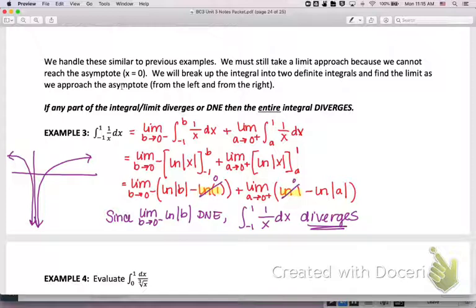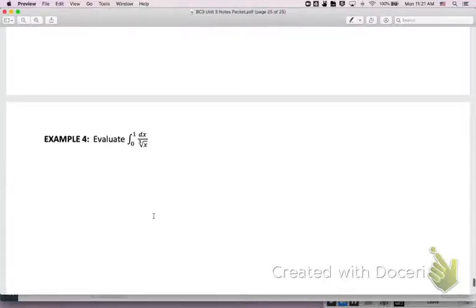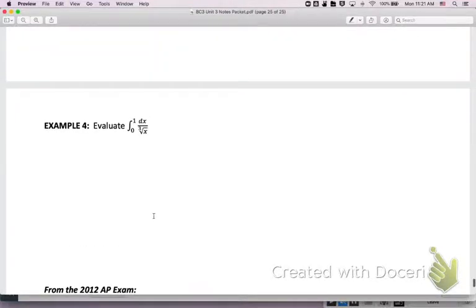All right, example 4 is very similar to this one. Instead of having to split it, we just need to approach the 0 from the correct side. This will only have one integral. And then beyond that is just some practice from the AP exam. So I'm going to leave those last examples for you to look up in your notes.